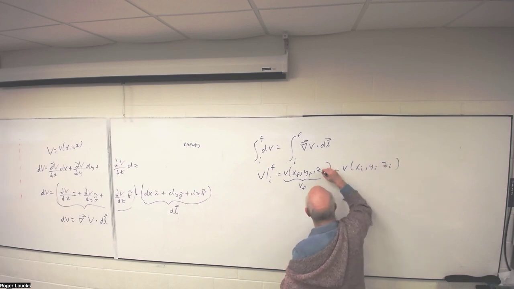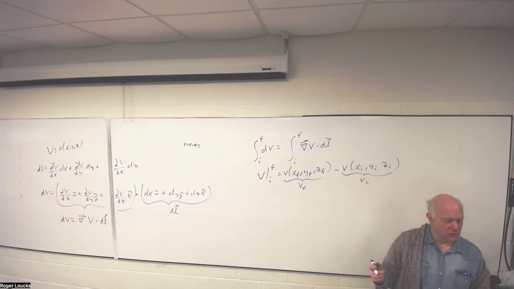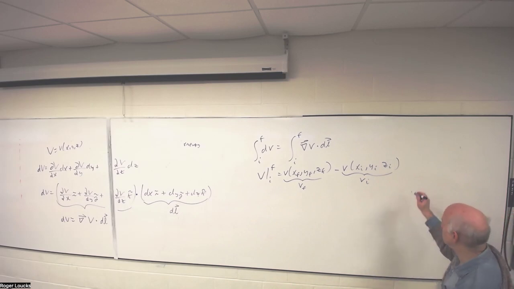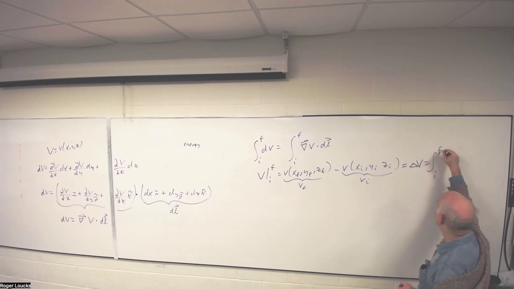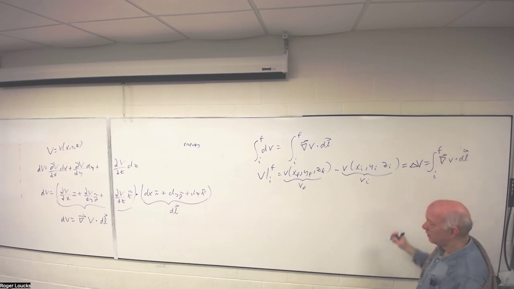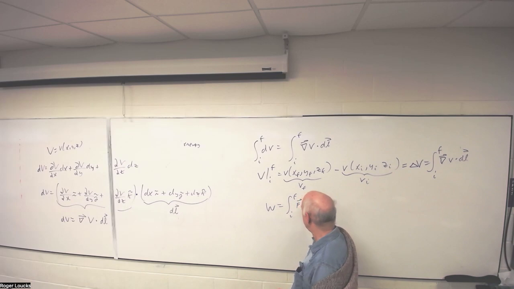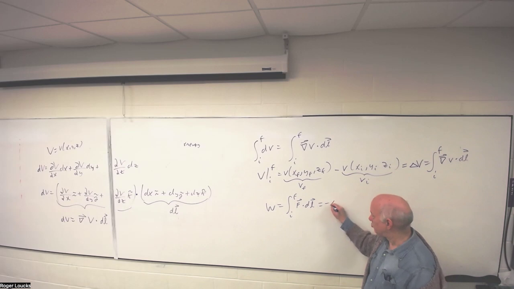Okay, this should be a final here. This is just really some V initial. And what does a final minus an initial value equal? A delta. This is the delta V. So my change in V is nothing but this right here. What did we say about conservative work? We said general work is this, but we could also write this as minus the change in V.